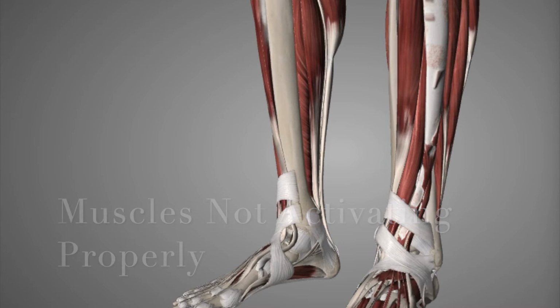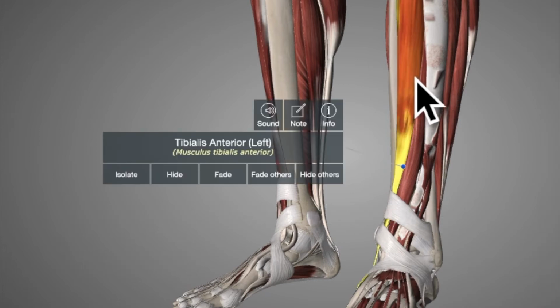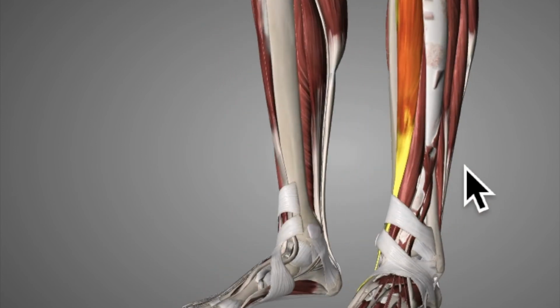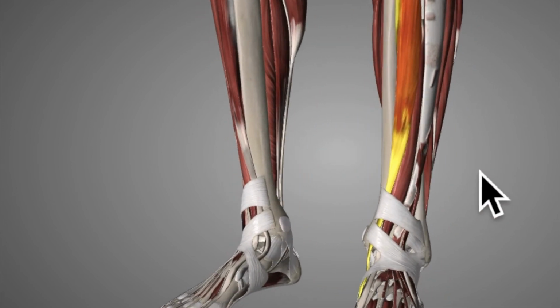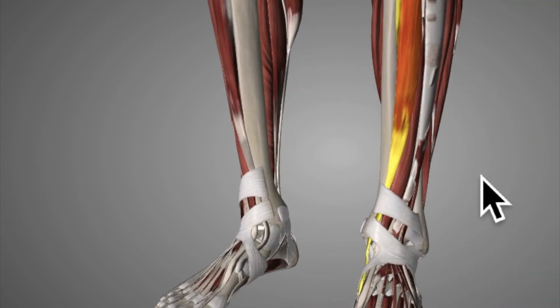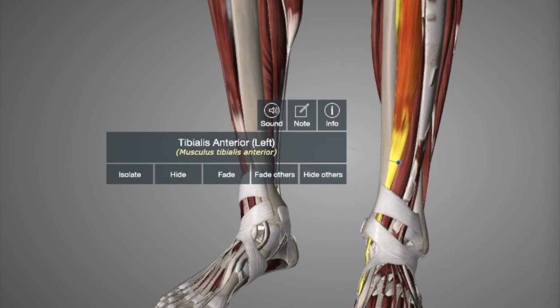So you could have weak muscles up here. The muscles that I was naming can kind of get annoyed if you overuse them. And if they're weak, that can cause problems. So we have that muscle there, tibialis anterior.